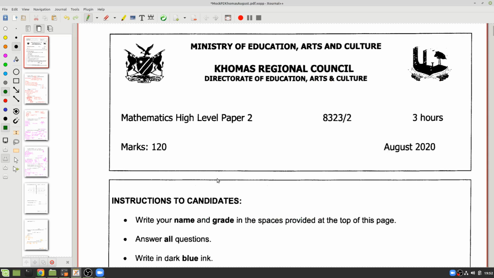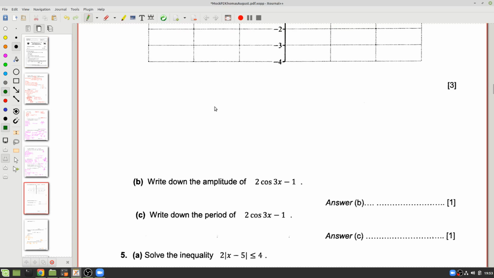Alright, so we are here with the Mathematics Higher Level Paper 2, Khomas Region, August 2020 exam, the higher level exam. And today we're looking at question 4 and question 5.